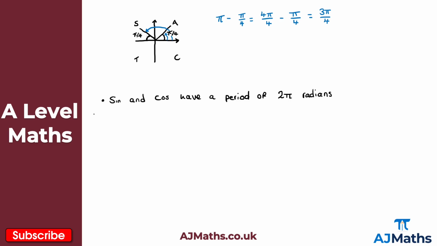So what about tan then? Well, tan has a period of pi radians. It repeats every 180 degrees. But again, we don't want to think in degrees now, we want to think in radians where we can. So tan has a period of pi radians.